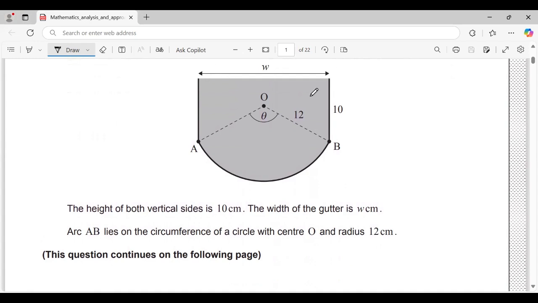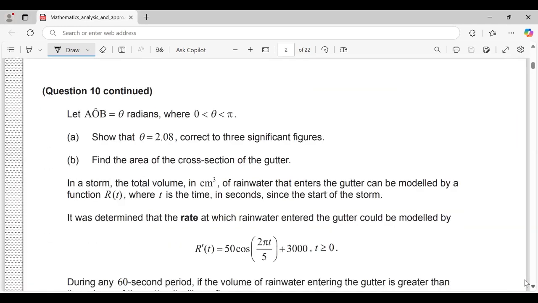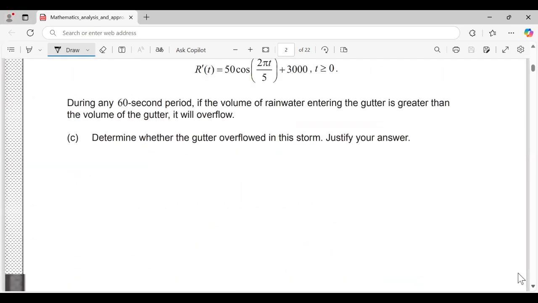This is the width. Arc AB lies on the circumference of a circle with center O and radius 12 centimeters. So this is the radius. This is arc AB. Let angle AOB equal theta radians, where theta is in the interval 0 to pi. Show that theta equals 2.08, correct to three significant figures.